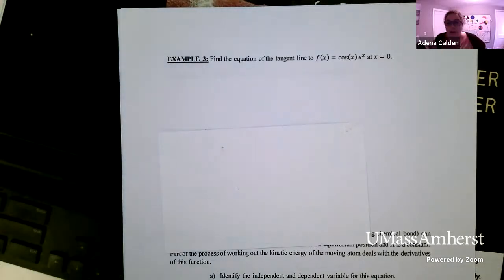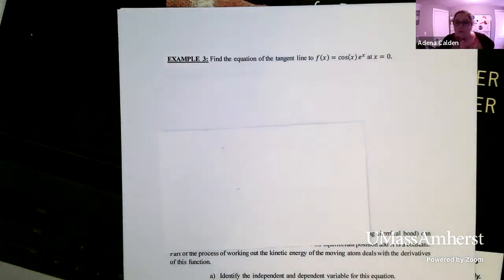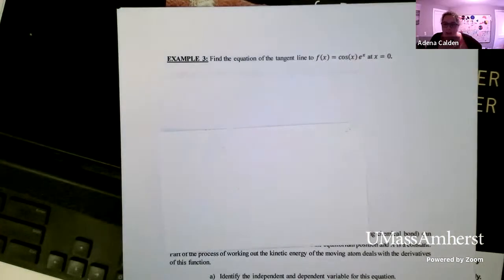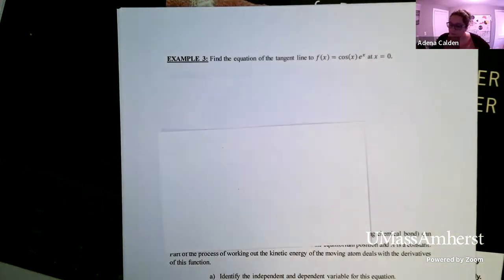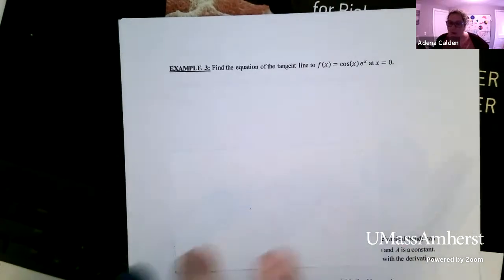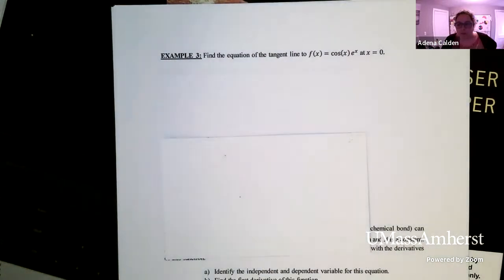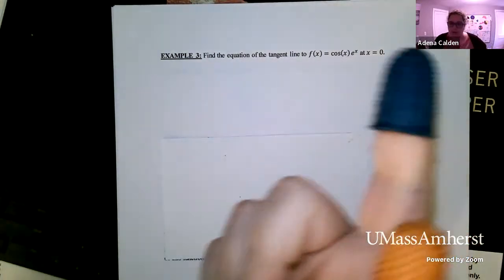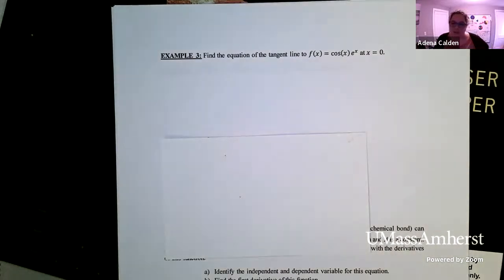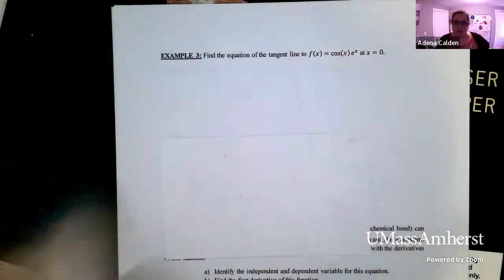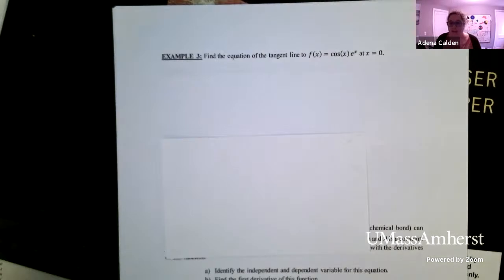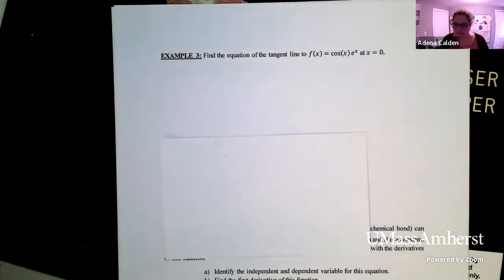So we can do it again here, only now our function is going to be a product rule. So cosine x times e to the x at x equals 0. As a reminder, we're looking for something in the form y equals mx plus b. We need a point and a slope. In order to get our point, we need to plug our value into the original function. In order to get the slope, we need to plug our x value into the derivative. Then we can put it all together with y equals mx plus b.